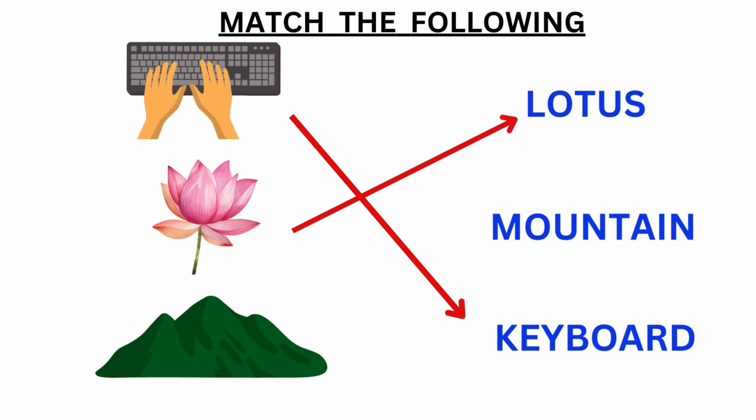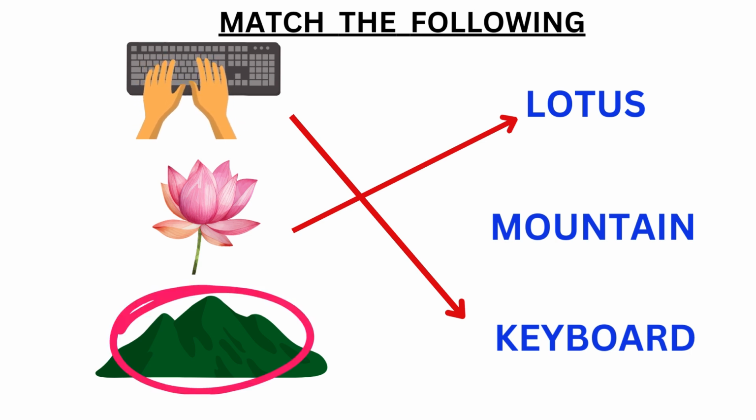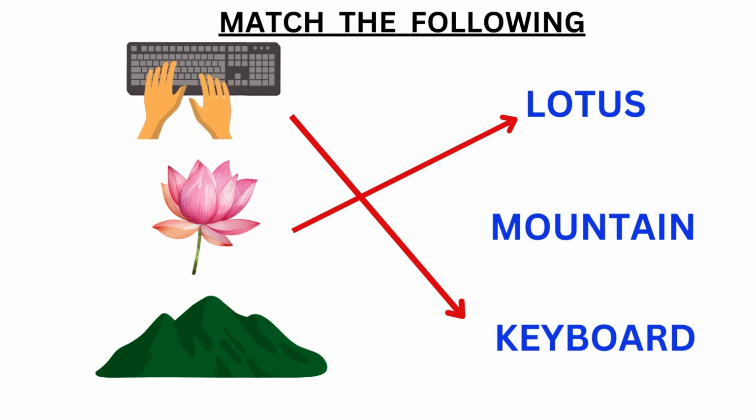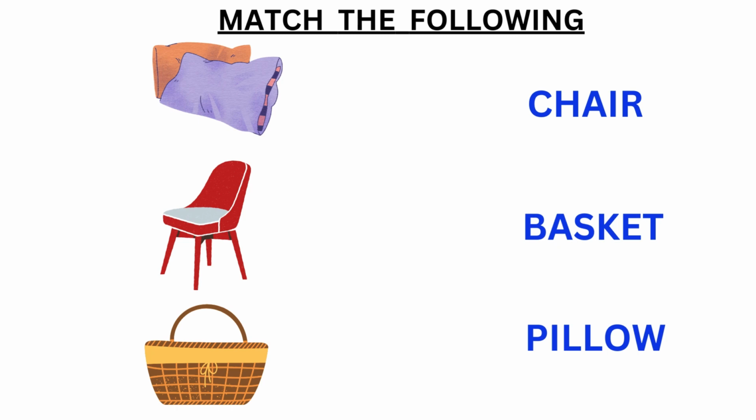Lastly, a large natural landform that rises high above its surroundings. What's the name of this geographical feature? It's the mountain. On this slide, we have three different images. First, a soft cushion used for resting our head while sleeping. What do we call this? It's the pillow.